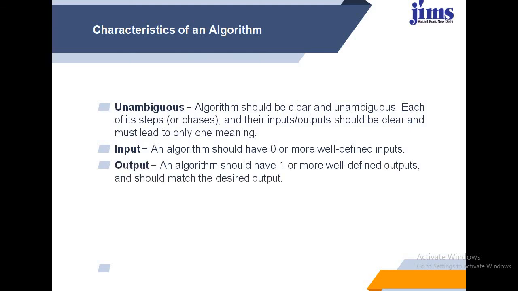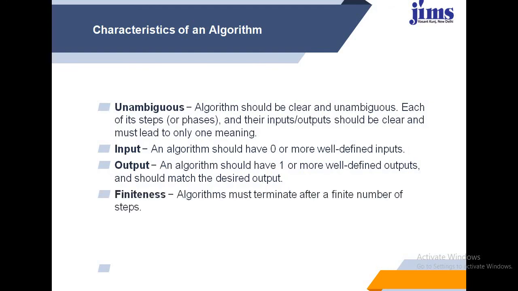Output. An algorithm, I think every algorithm has at least one output. कोई भी algorithm ऐसी नहीं होगी जिसमें वो output नहीं होगा. Yes, there are many algorithms in which there is no input, but there cannot be any algorithm जिसके अंदर कोई भी output नहीं है. फिर हम बना क्यों देंगे? जब output ही नहीं लेना तो there is no use to make it. So every algorithm must have at least one output, and every output in algorithm should be well defined. So this is the third property or characteristic.